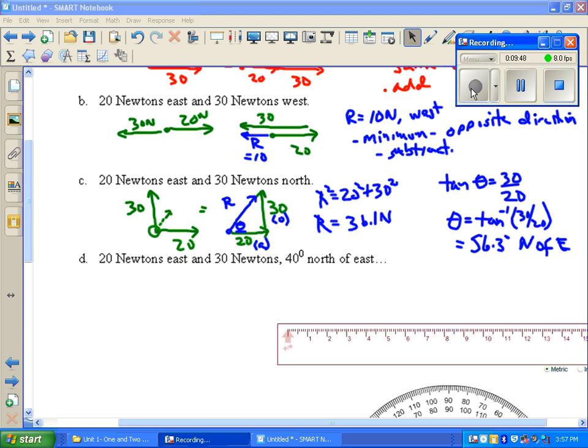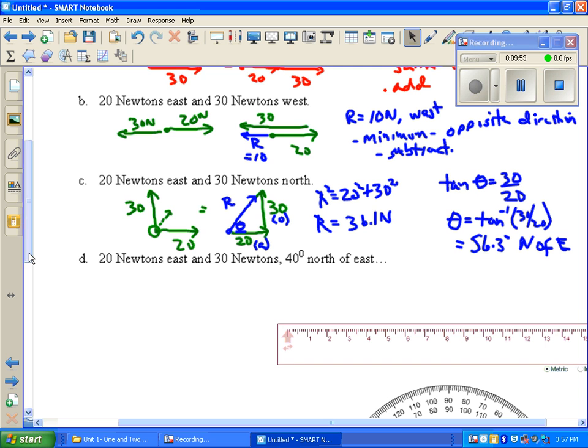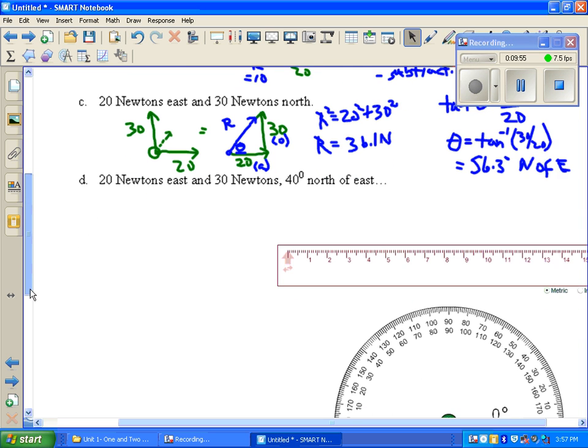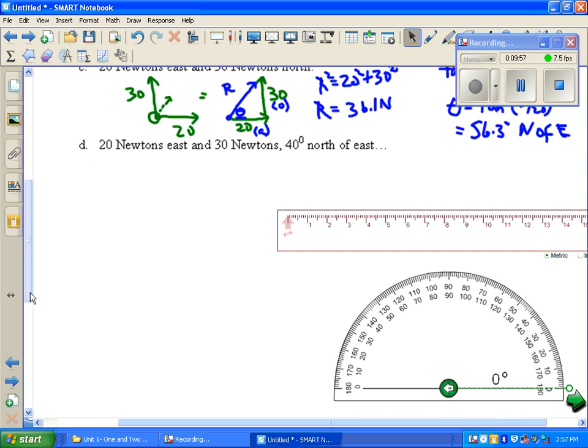So if they're at right angles, you don't have to draw a scale model. You have to do a little bit of Pythagorean and some trig. Now our last example is where we have to do the scale model. I have 20 newtons east and 30 newtons, 40 degrees north of east.